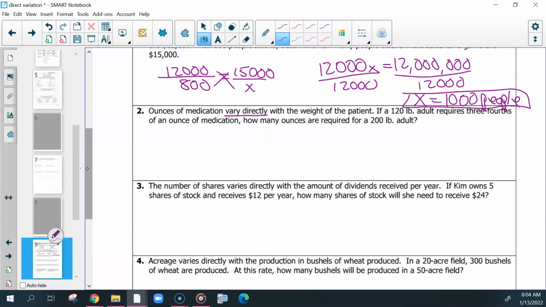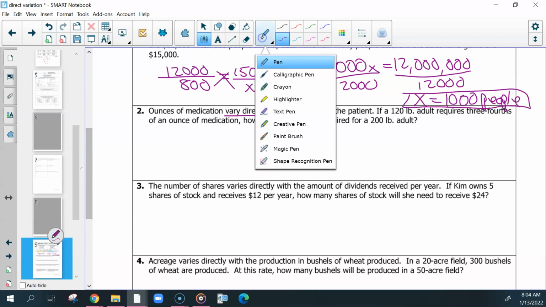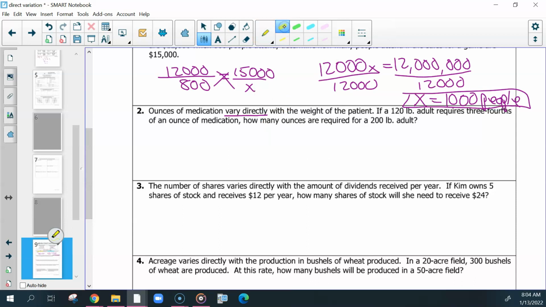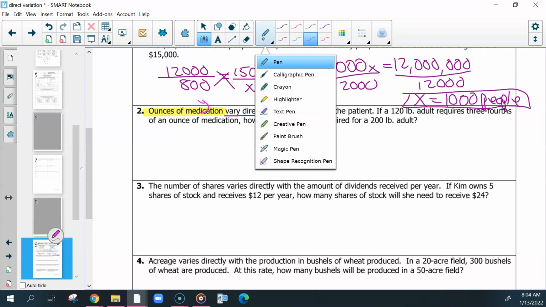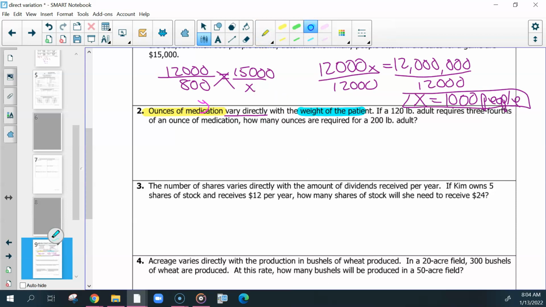In these, if you don't want to use Y and X, you're perfectly fine to change the variables. You would just need to let me know what you change it to. So if you want to call this M, call this W, that's fine. You would still need to know, okay, would M be my Y or my X to put it in the equation or the proportion, either way. Ounces of medication is still going to be your Y, or whatever you change that variable to. And then weight of the patient is going to be your X, or whatever you change that variable to.